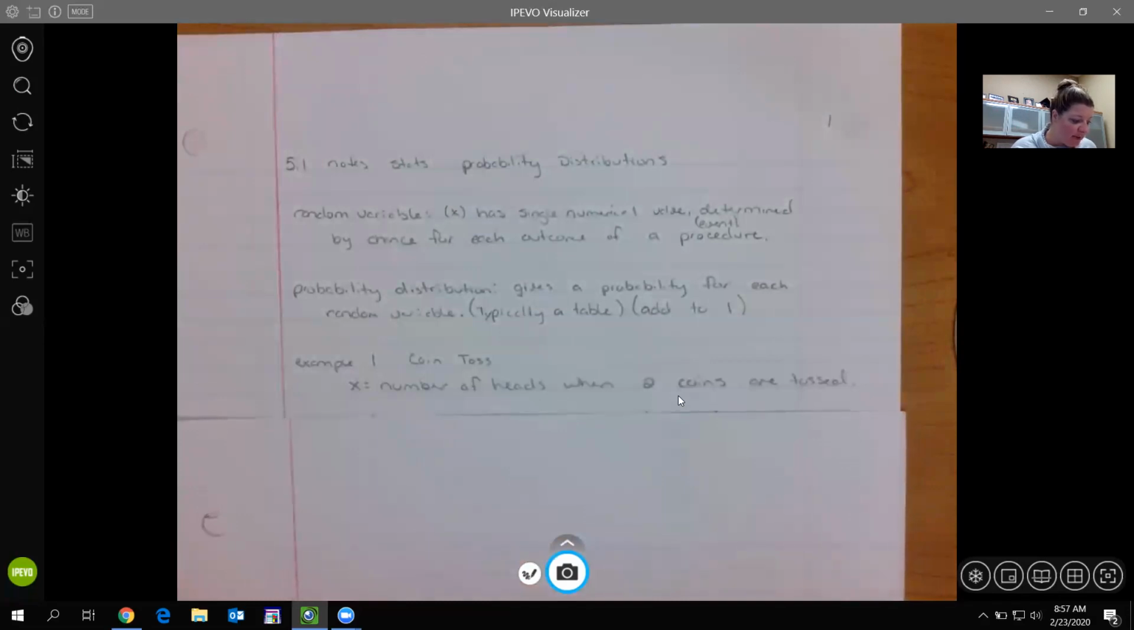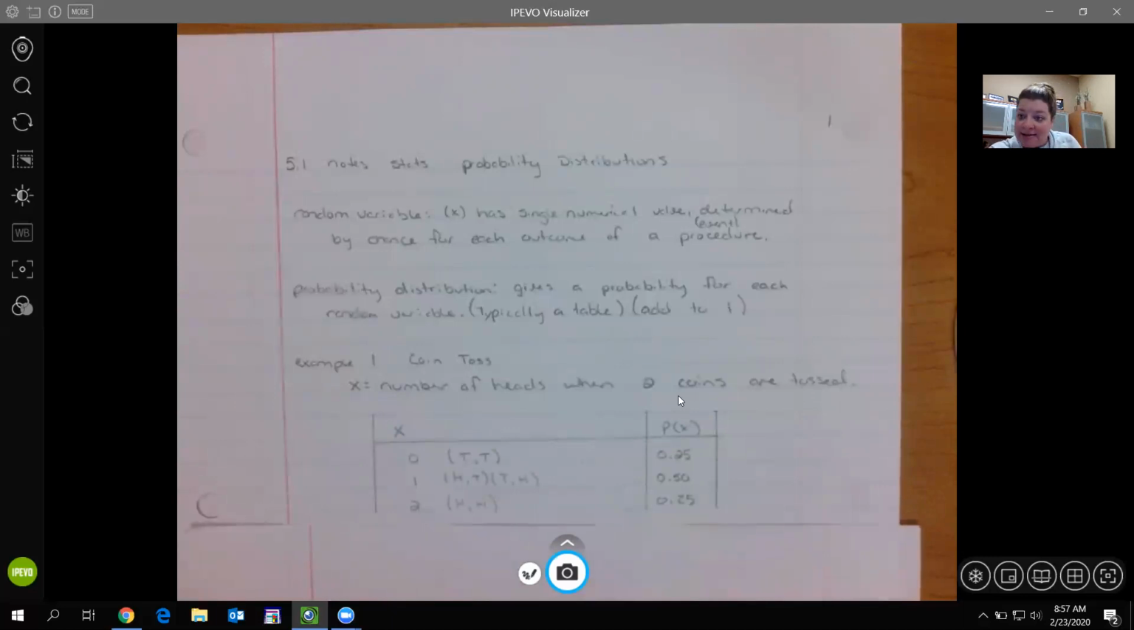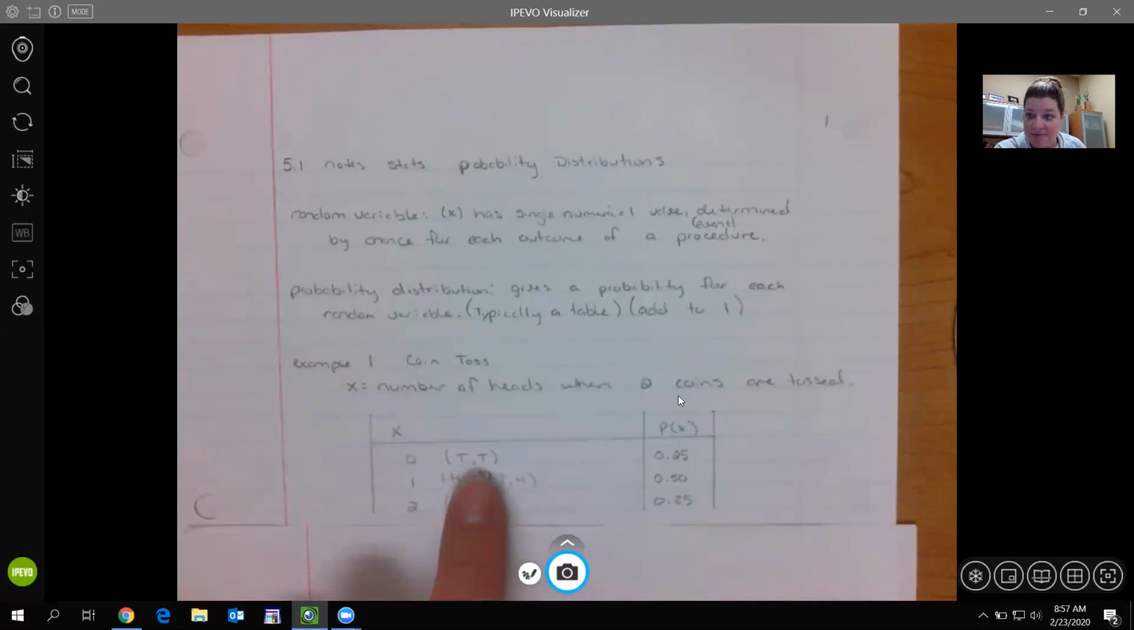Here's my first example. If I'm going to toss a coin, the x, the random variable, will be the number of heads when 2 coins are tossed. So I have 2 coins. Here's my x, here's my probability. What are the possibilities that I could get? Well, I could get 2 tails. I could get a heads and a tails, or a tails and a heads. I could get a heads and a heads. So this is looking at the number of heads when 2 are tossed.